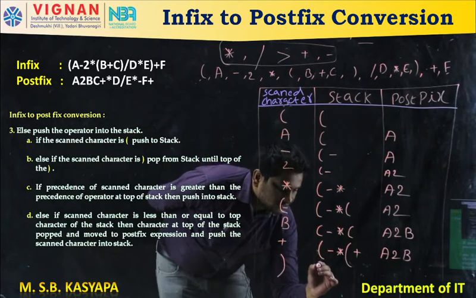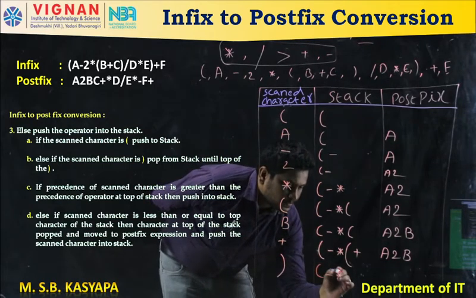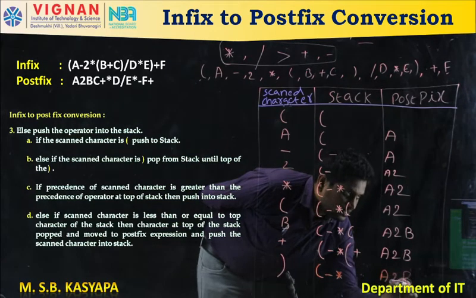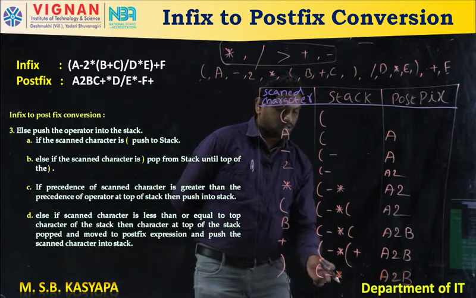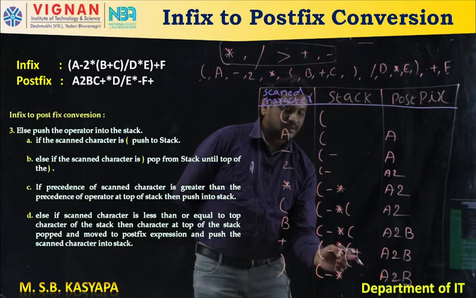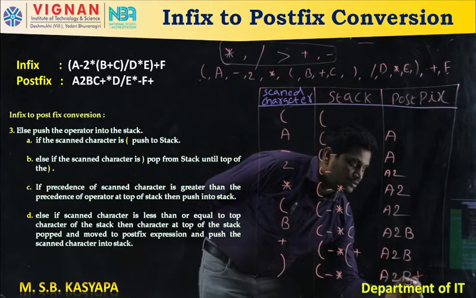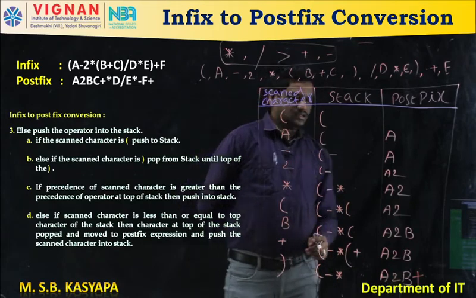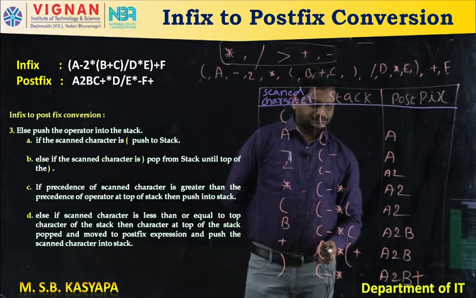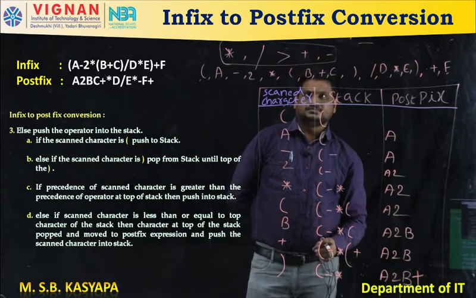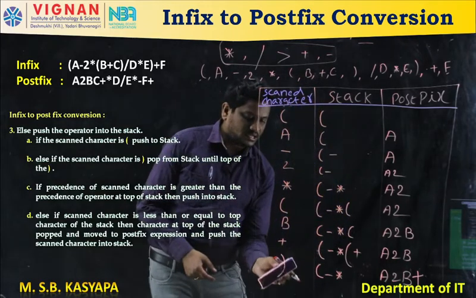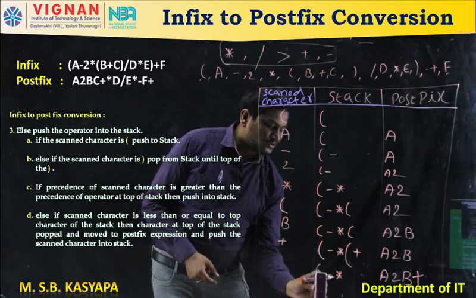Now, A 2 B. So, what is available here? Until the open bracket, plus will be moved to the postfix. Sorry, I have misread one here.